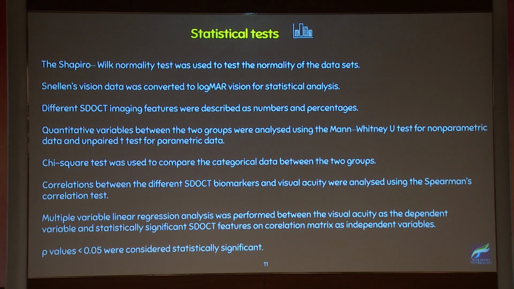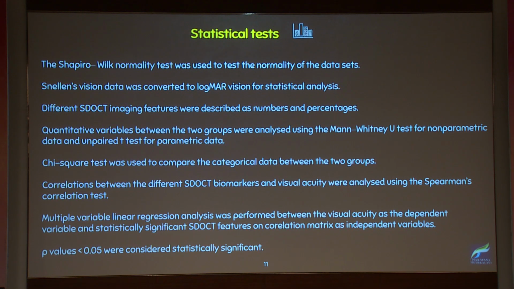Here in our study we applied the following statistical tests. The Shapiro-Wilk normality test was used to test the normality of the data, and Snellen's vision data was converted into logMAR. For the different OCT imaging features we gave numbers and percentages, and the quantitative variables between the two groups were analyzed by the Mann-Whitney U test for non-parametric data and the unpaired t-test for parametric data. The chi-square test was used to compare the categorical data between the two groups. The correlation between different SDOCT markers and visual acuity was analyzed using Spearman's correlation test.